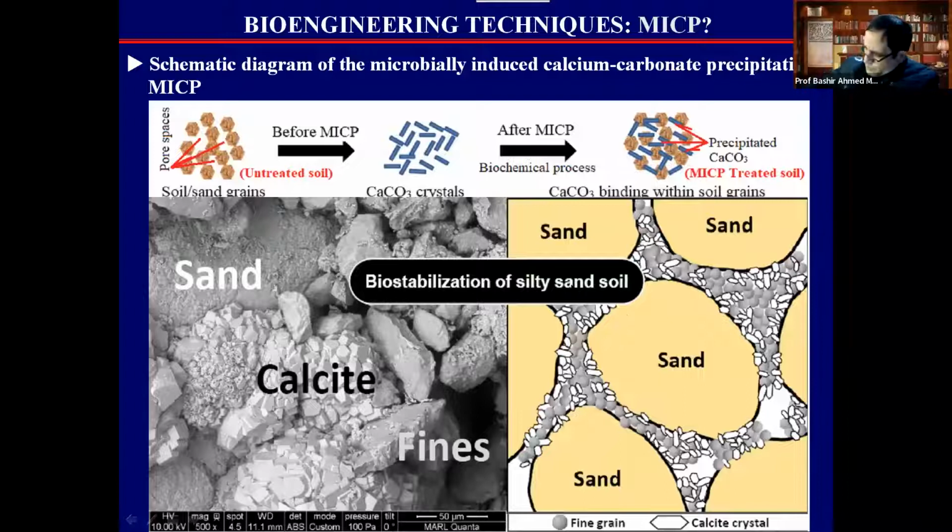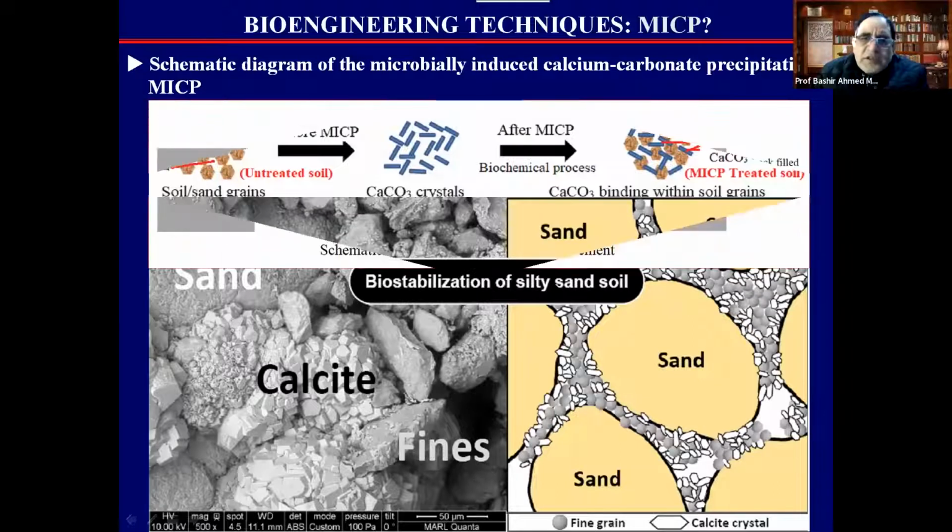Accordingly, various researchers have also reported scanning electron microscope images, which verify that there is contact-to-contact bonding. You can see here the various calcite formations in fine soils. This is biostabilization of fine silty sand.